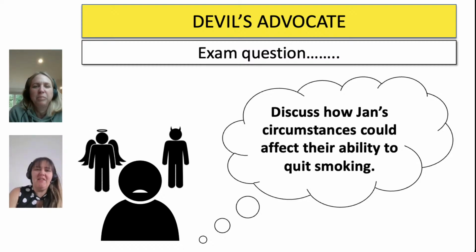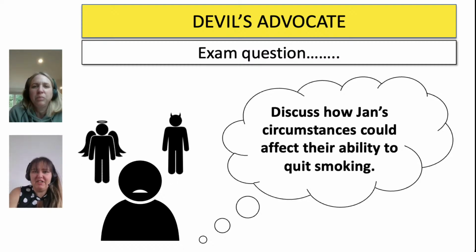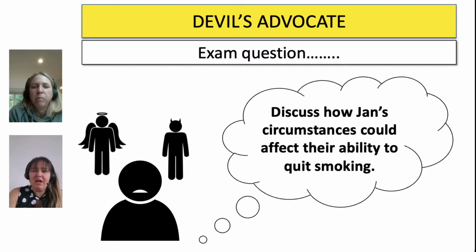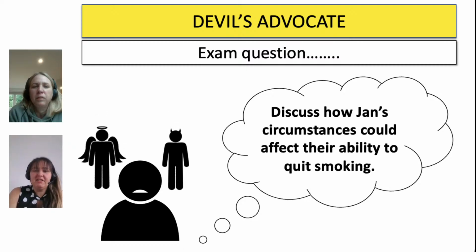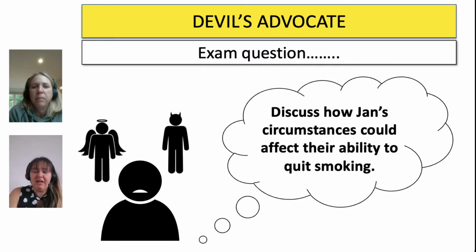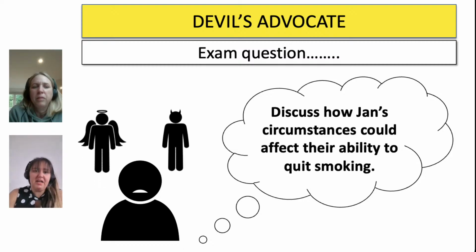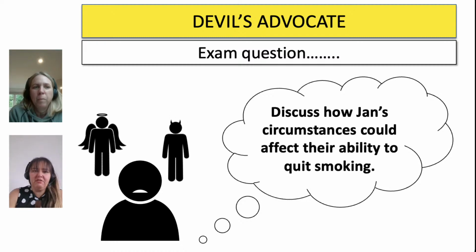Okay, so we're going to have a look at something called a Devil's Advocate exam question. So the same kind of question: discuss how Jan's circumstances could affect their ability to quit smoking. And we're going to look at the two sides of the argument. So if we have a look at the first side.